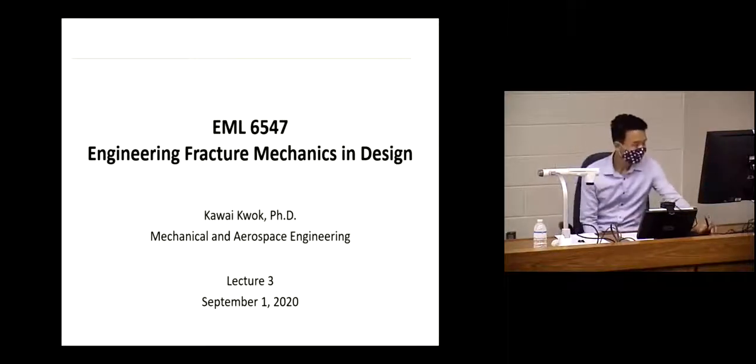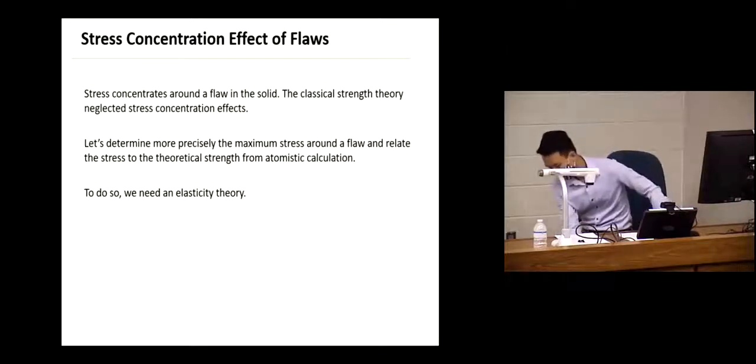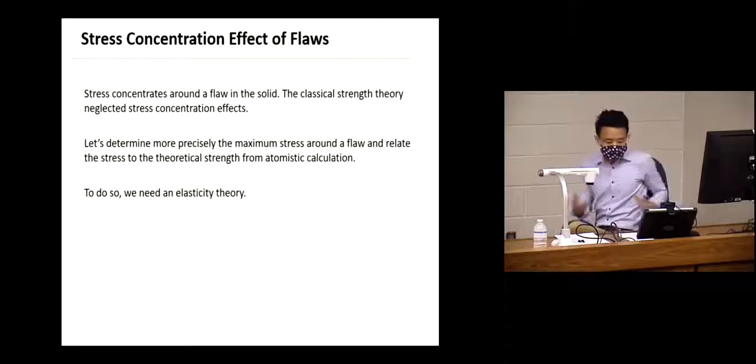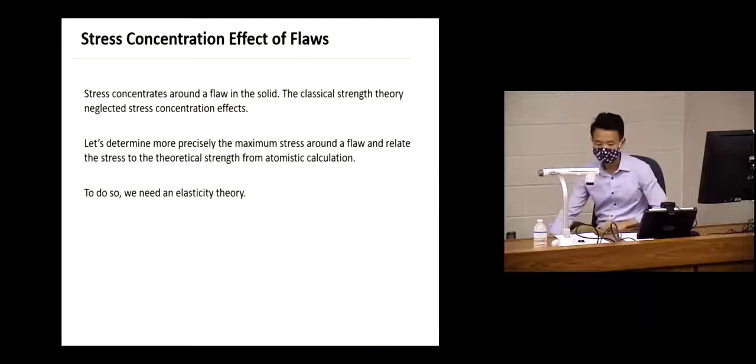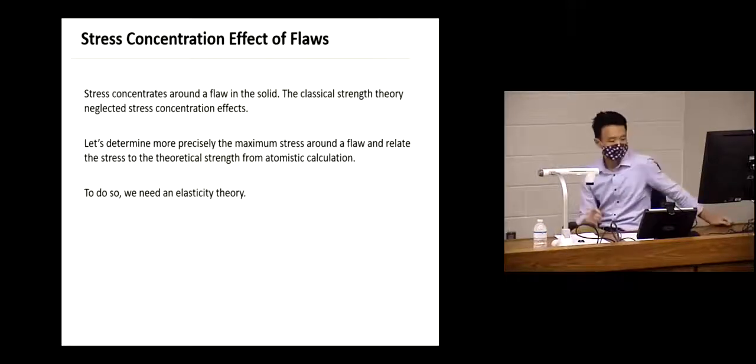Now, we talked about there are two issues with the classical strength theory, right? First of all, there is a statistical effect. The piece of solid contains a lot of different flaws, and the flaws have different strengths, and therefore you have a distribution or a statistical scatter of strength in materials, right? That's issue number one, which we will not deal with today.